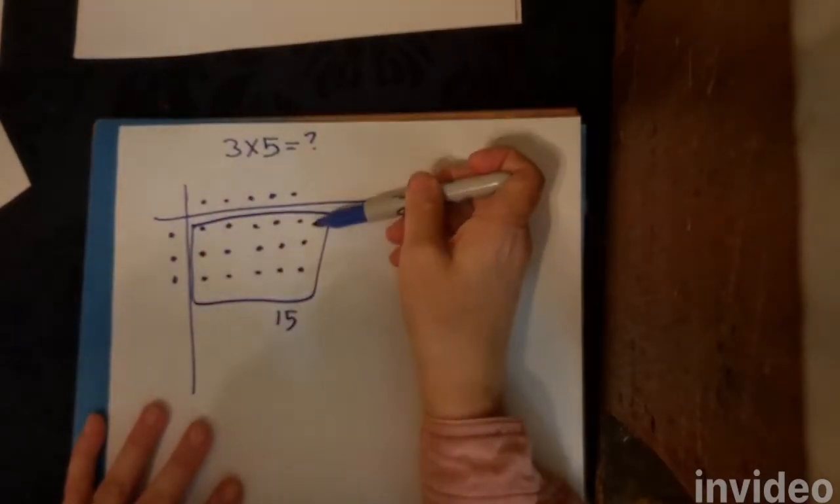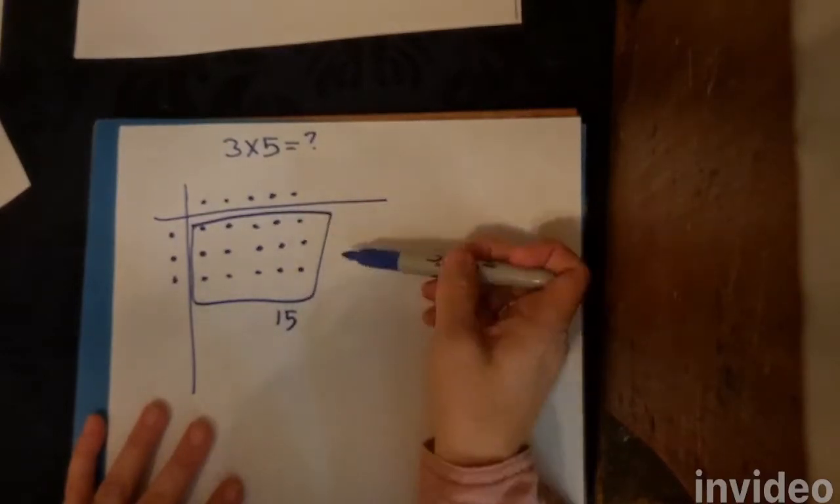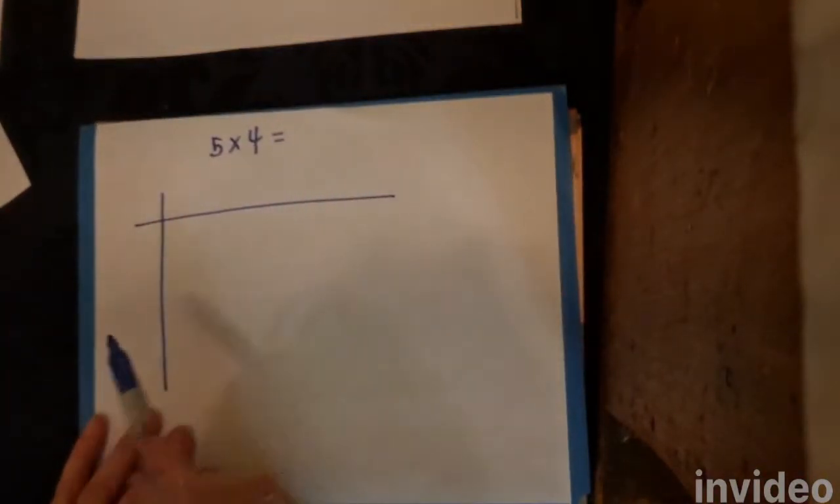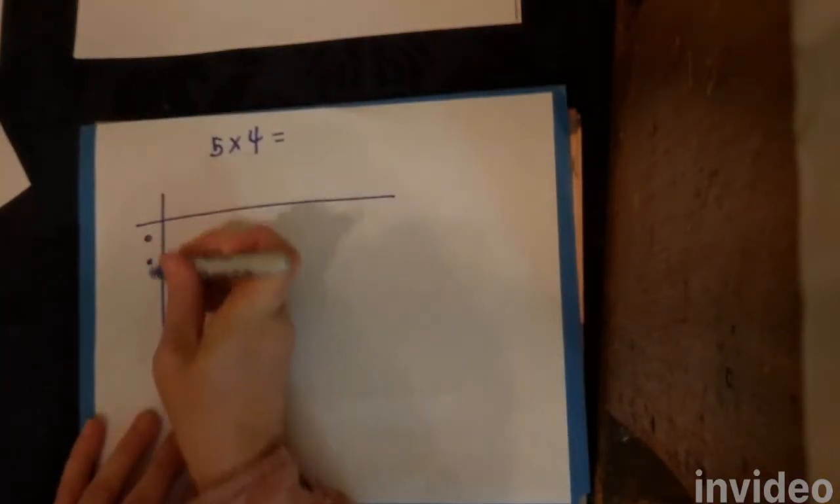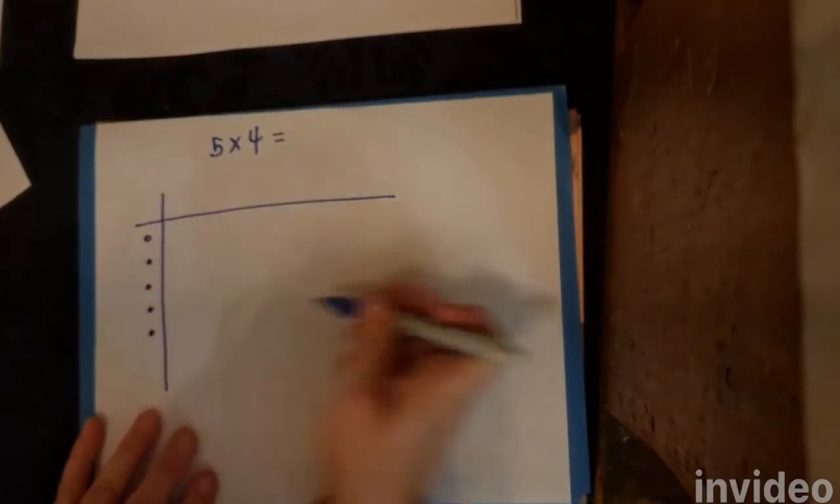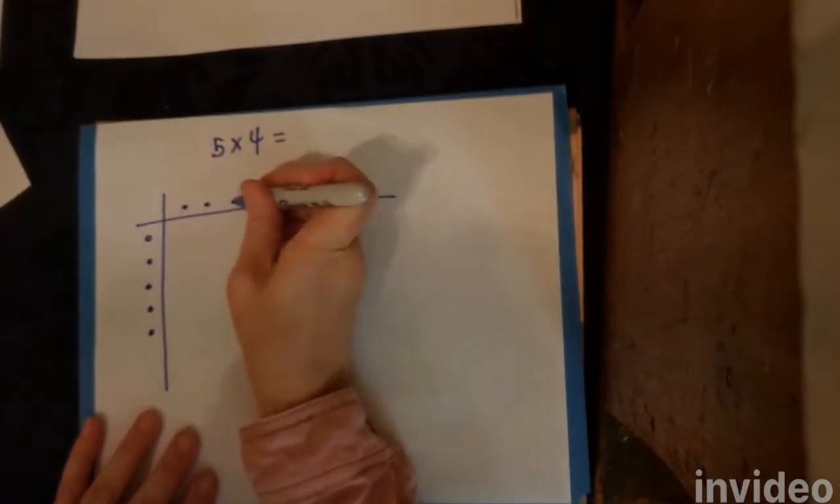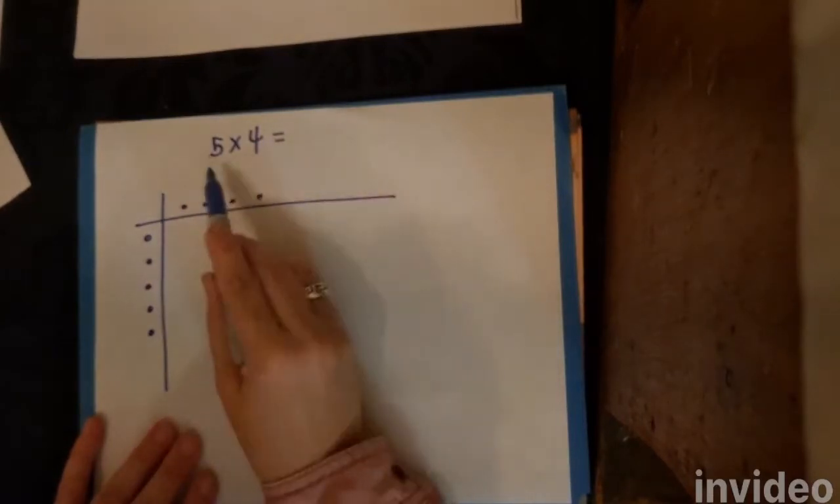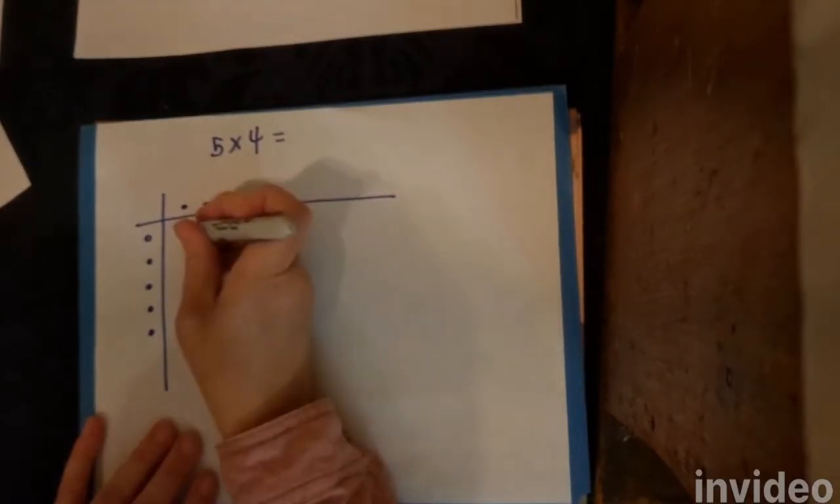So I can count that: 5, 10, 15. I can count by 5s. Another one that I want to show, just in a different direction, is I can do 5 times 4. So I'll put the 5 over here, and I'll put the 4 over here, just like if we were building blocks. Then I'm going to fill in the rows and columns. So our two factors are 5 and 4. All right, I'm going to fill it up.